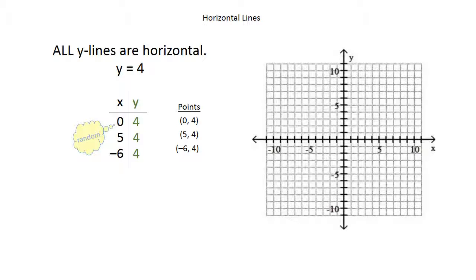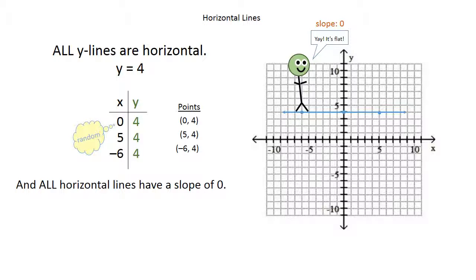And gather up those points. You would graph that horizontal line at y equals 4, and you would remember that all horizontal lines have a slope of 0. So we're very happy about that. It's a flat line. If it's horizontal, your slope is 0.